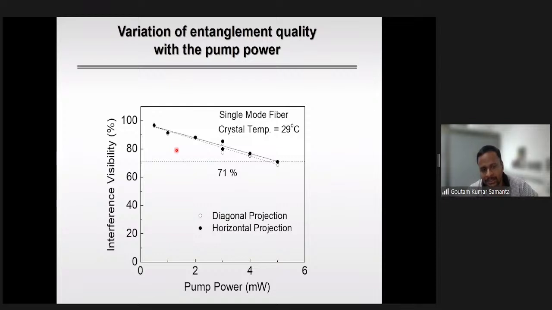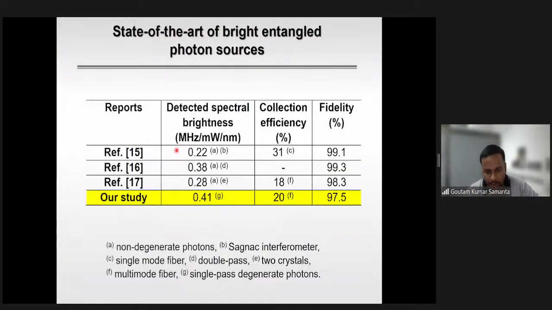So let's say if you have just 1 milliwatt of pump power, that will be enough to generate a large number of photons, and that can be used for this communication. That is what we have used when we are just demonstrating it for this QIQT. That is the source we have used, which is still giving a good number of counts and key rates.